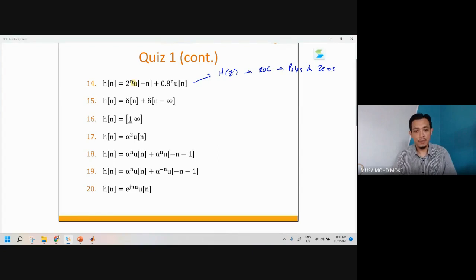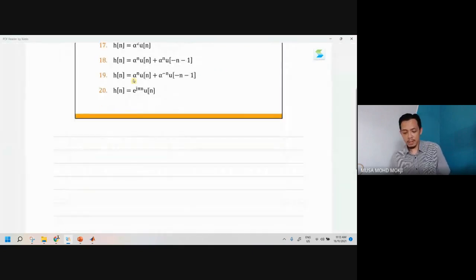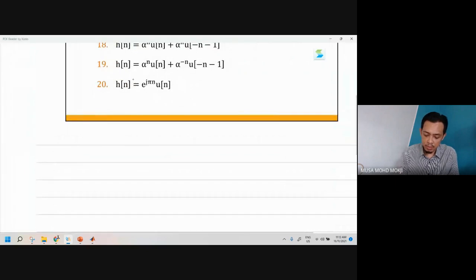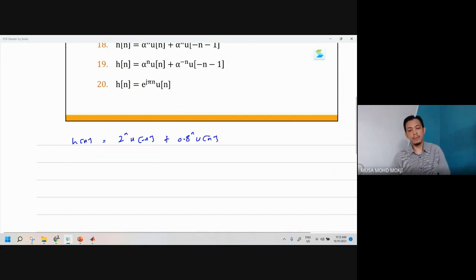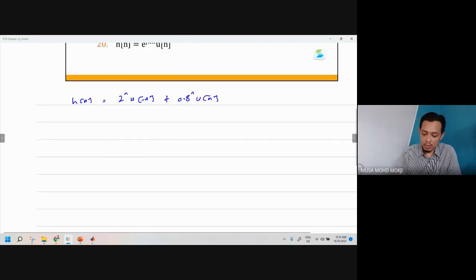Okay, for this one, let's start. I'm going to write it again. What is our impulse response? It is 2 to the power of n u[-n] plus 0.8 to the power of n u[n]. Before you can do H(z), you should be able to imagine how this signal looks. Okay, 2 to the power of n u[-n], how does it look?